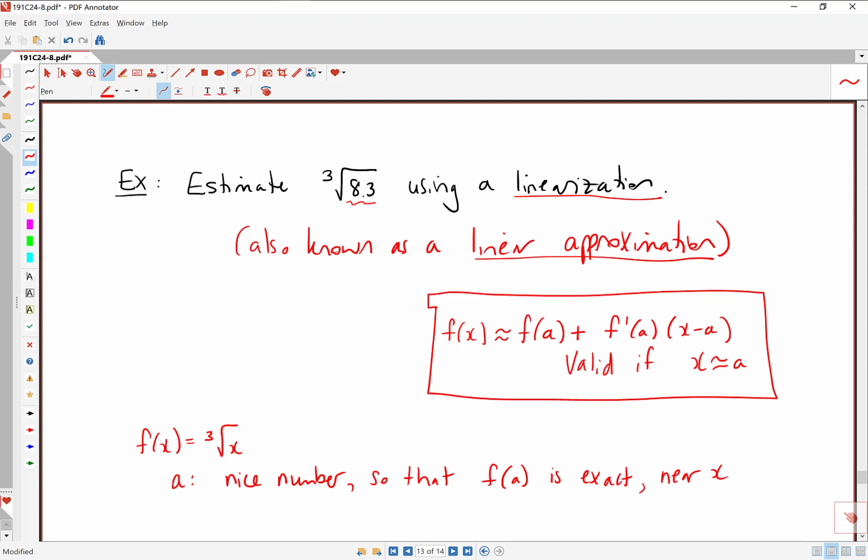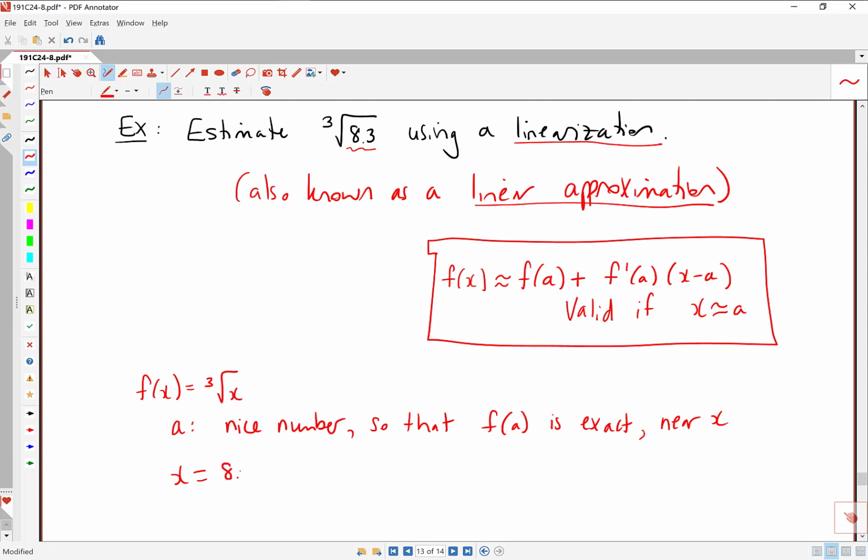So we might as well write that down. So x equals 8.3. That would lead us to conclude that a should be equal to 8. In these linearization problems, let's think of it this way. If we just talk very intuitively here, a is a nice number, x is a messy number. The point is that you're trying to approximate the function at a messy number, and you're saying, well, it's going to be this nice value plus this little bit of error.